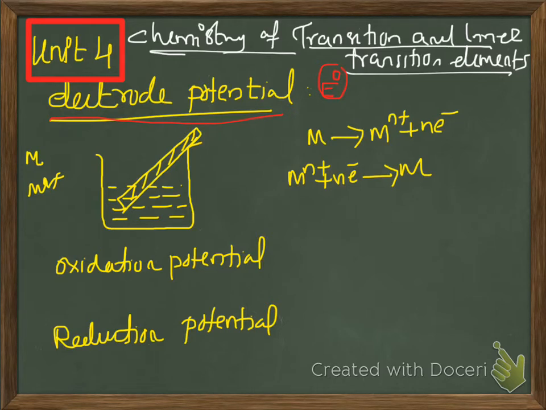The process can be explained like this. Suppose a metal rod is dipped in its own salt solution. Such conditions you have heard many times in your UG classes. For example, when a zinc rod is dipped in zinc sulfate solution and a copper rod is dipped in copper sulfate solution, that is, a metal rod and its own salt solution.